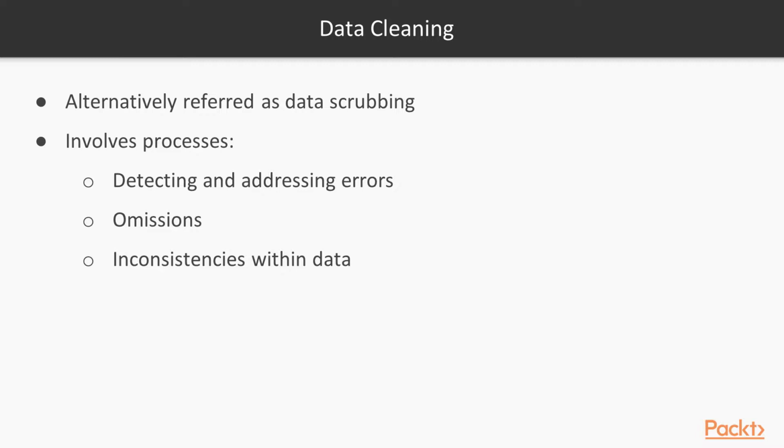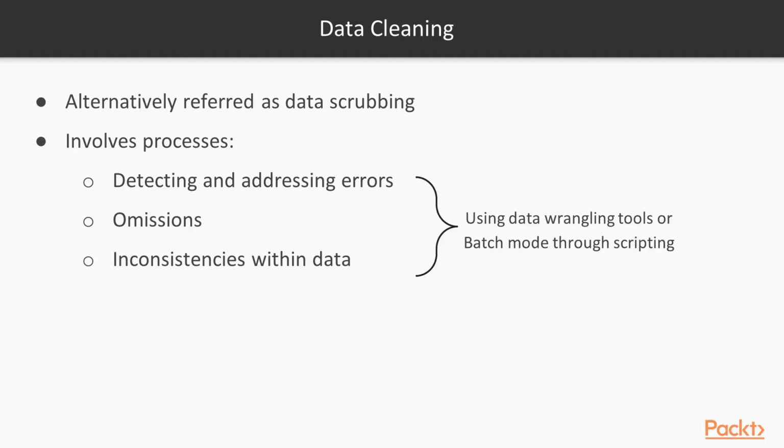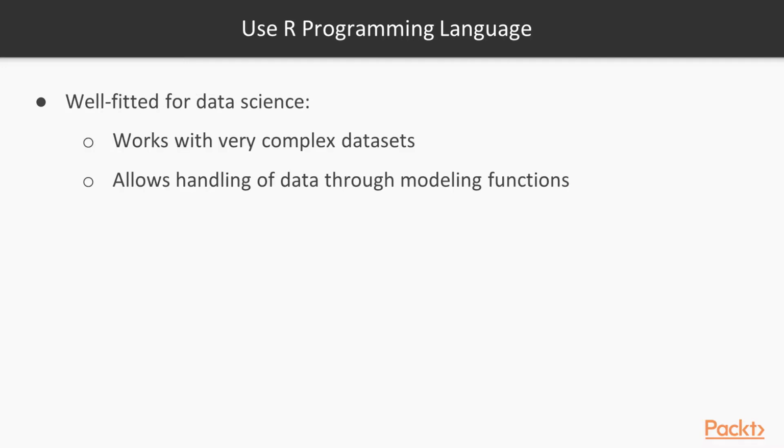It is also referred to as data scrubbing and involves both the processes of detecting as well as addressing errors, omissions, and inconsistencies within a population of data. This may be done interactively with data wrangling tools or in batch mode through scripting. We will use R in this course as it is well fitted for data science since it works with even very complex datasets, allows handling of the data through various modeling functions.